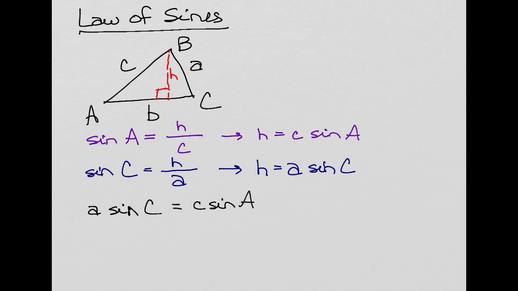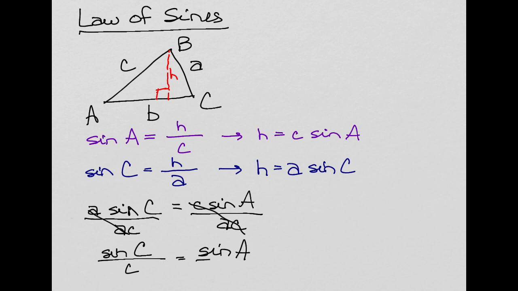Now I'm going to divide both sides of my little equation by both little a and little c. And as I do that, now I have sine of C over side C equals the sine of A over side A. If I had picked a different direction to draw the height in, I could have used angle B and C or angle A and B and ended up with this same ratio.